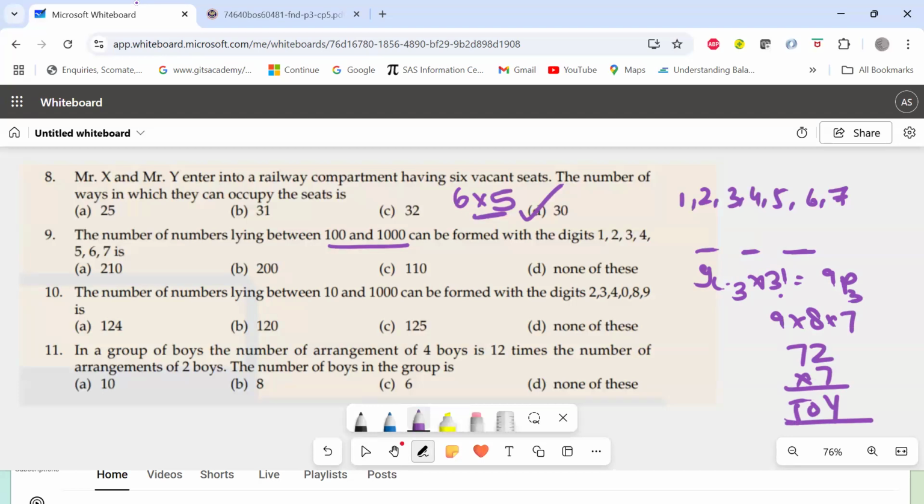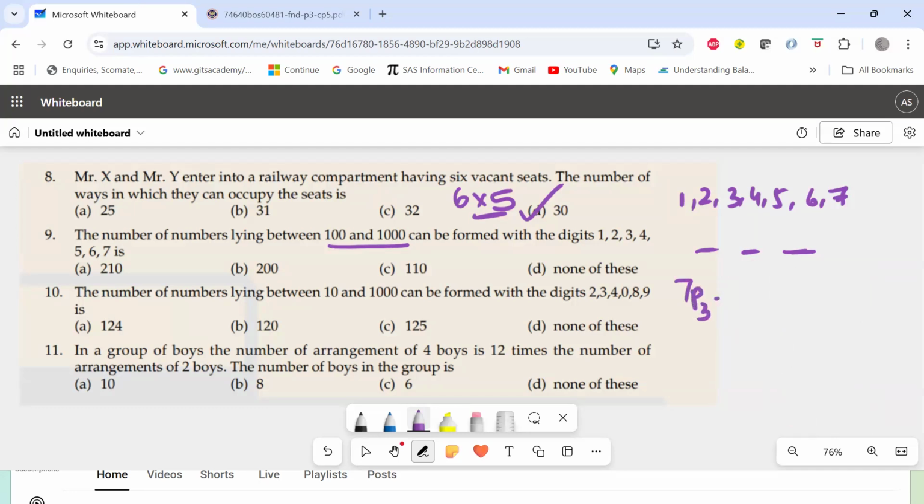Yeah, 72 sevens, 504 should be the answer. 7P3, sorry, 7. No, you have written 9P3. Right. So the answer is 7P3: 7 into 6 into 5. So this would be 7 into 30, means 210.